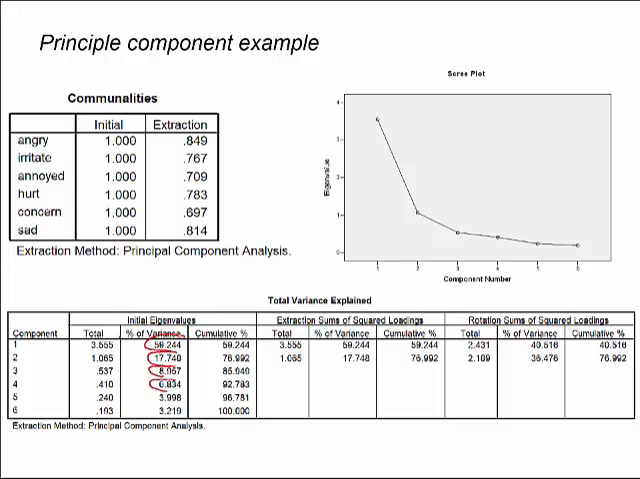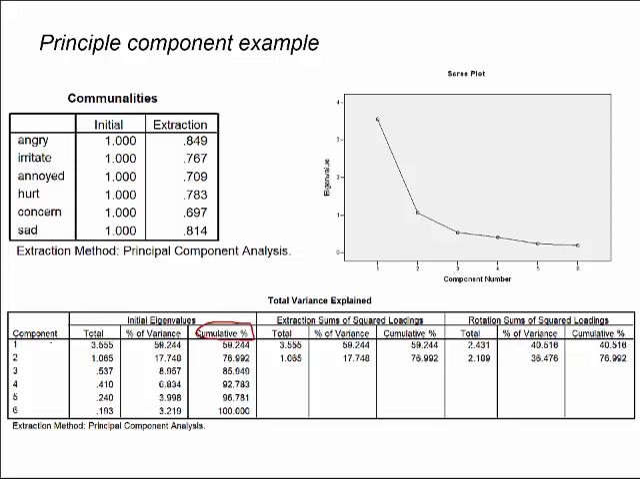And note, as we've talked about before, your eigenvalues decrease with each successive factor, and likewise the percent of variance explained decreases with each successive factor. And then we also have this column over here, the cumulative percent, saying how much variance have we explained altogether by all the factors up to this point.